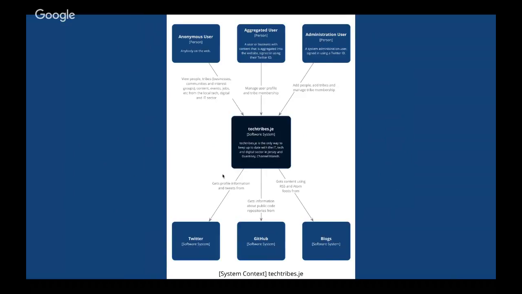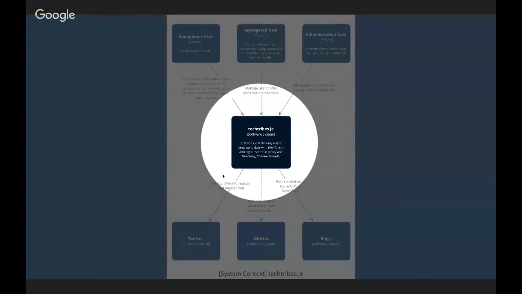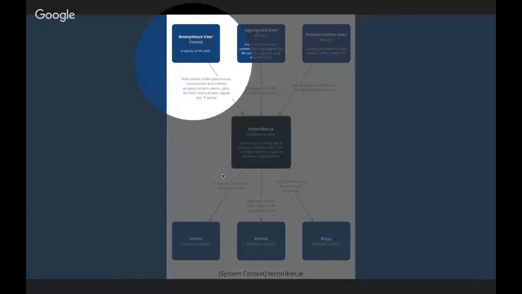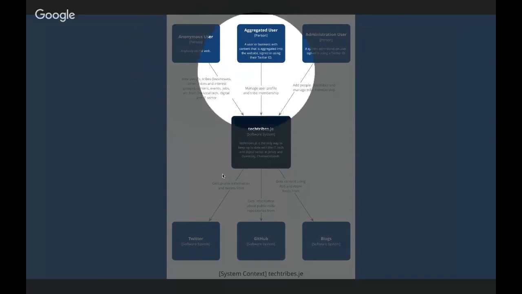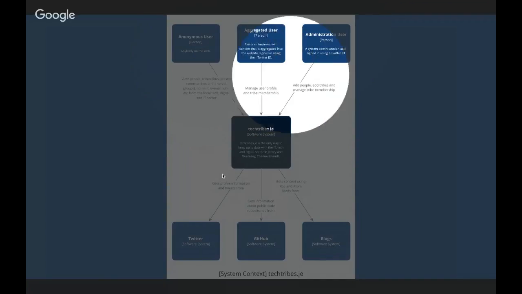So this is a system context diagram for my TechTribes system. So this box in the center, that's my system. That's the thing I'm responsible for. That's the thing I own. That's the thing I built. TechTribes had 3 different types of users. So if it was still running, you could go onto the site right now and you would be an anonymous user, and you could view the content on the site essentially. Because my content was aggregated into the site, I could sign in with my Twitter ID and manage my user profile. So that's me. And there was a super secret administration user.